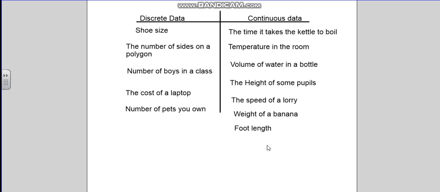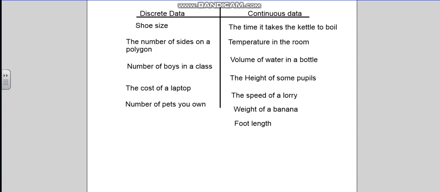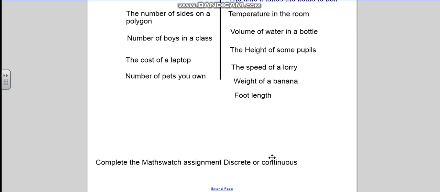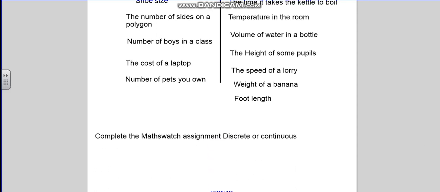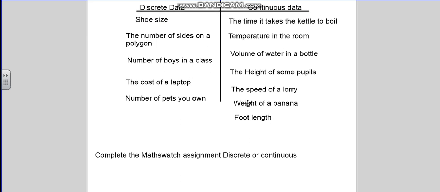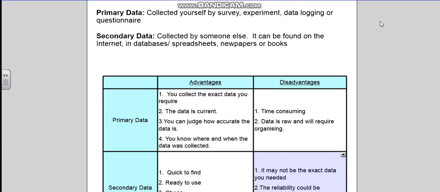So hopefully you've got a few of those in the right columns. Just correct any that you didn't get right. And what I'd like you to do now is to go onto MathsWatch. And I've put a little assignment on there called discrete or continuous. So have a quick go. Now we've seen some of the examples here, you've probably got a good chance of recognising them on the MathsWatch assignment. So go and get that done. There's only a few questions on there. It takes about 10 minutes to complete. So you could get that done.